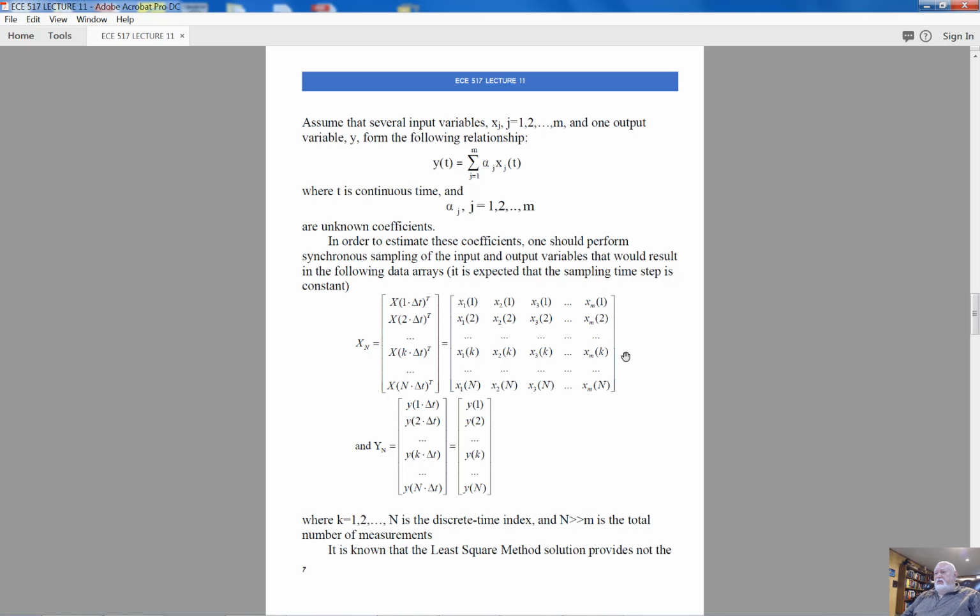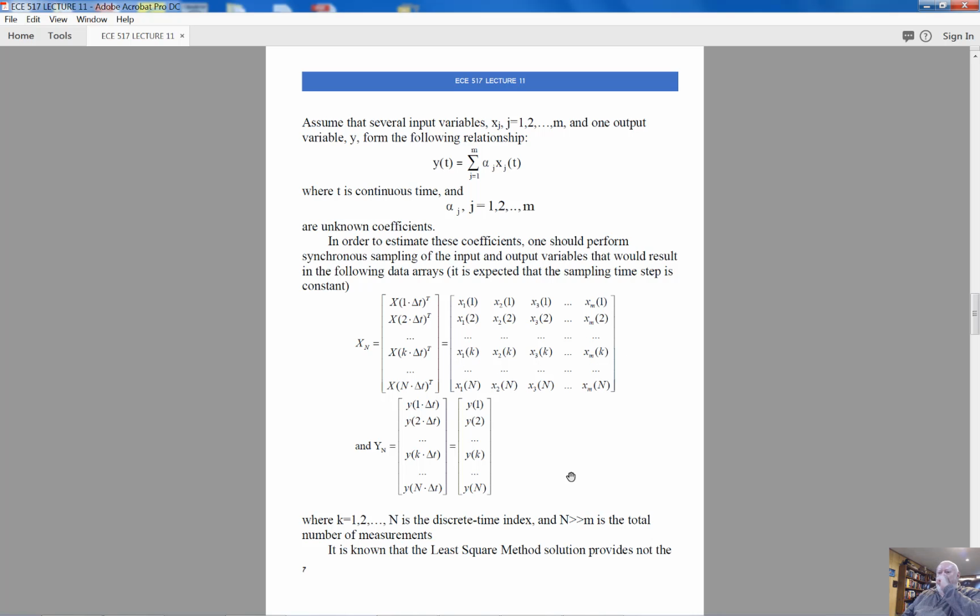I wouldn't be surprised if you would have 1,000, 2,000, 10,000 measurements in this array. Capital N is the total number of measurements in this array. I call this array capital X with letter N as a subscript. This letter N is supposed to remind you that we're dealing here not with one set of measurements, but with a total of N sets of measurements, and they are recorded in this fashion.